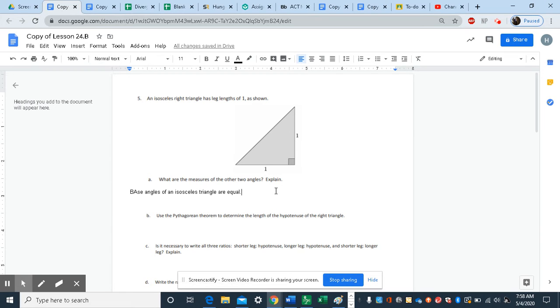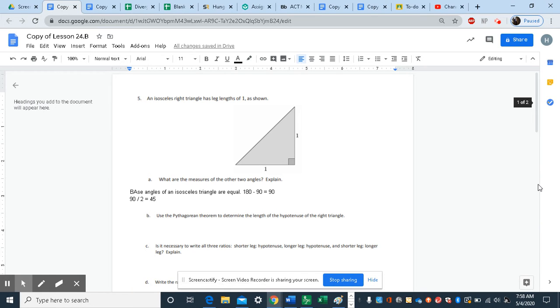Now we're going to figure out how much those two add up to. We find that by taking the total amount in a triangle minus the angle we know, which is 90. We do 180 minus 90, we get 90. So this angle plus this angle add up to 90 degrees. And because they're equal, we can do 90 divided by 2 to find these two angles. And when we do 90 divided by 2, we get 45.